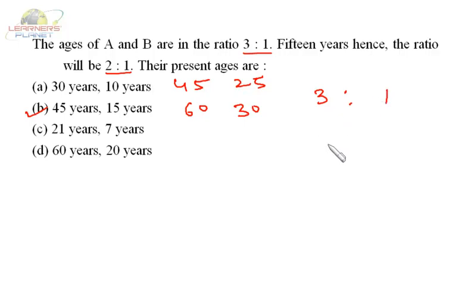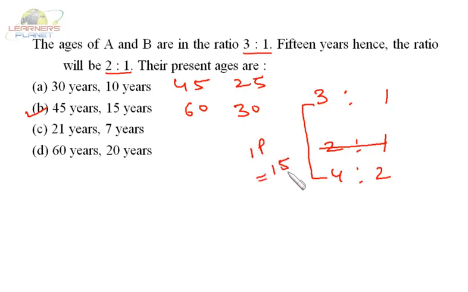15 years hence the ratio will be 2 is to 1. Here the difference is 2 parts, here the difference is 1 part. So let's make this difference also 2 parts. So it will be 4 is to 2.